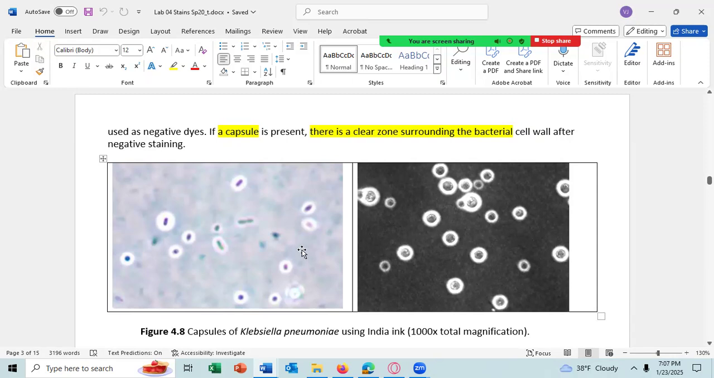Here is another capsule stain. This one is using two dyes, one to stain the cell, and then a second dye to stain the background of the cell. Once again, the capsule shows up because it is clear, allowing you to now see the capsule from the cell and the background of the cell. Any question about that?